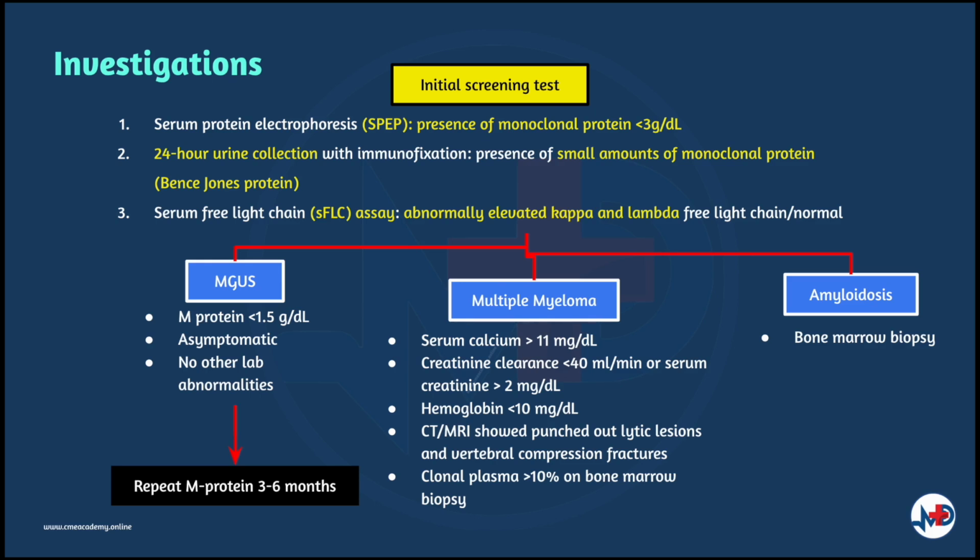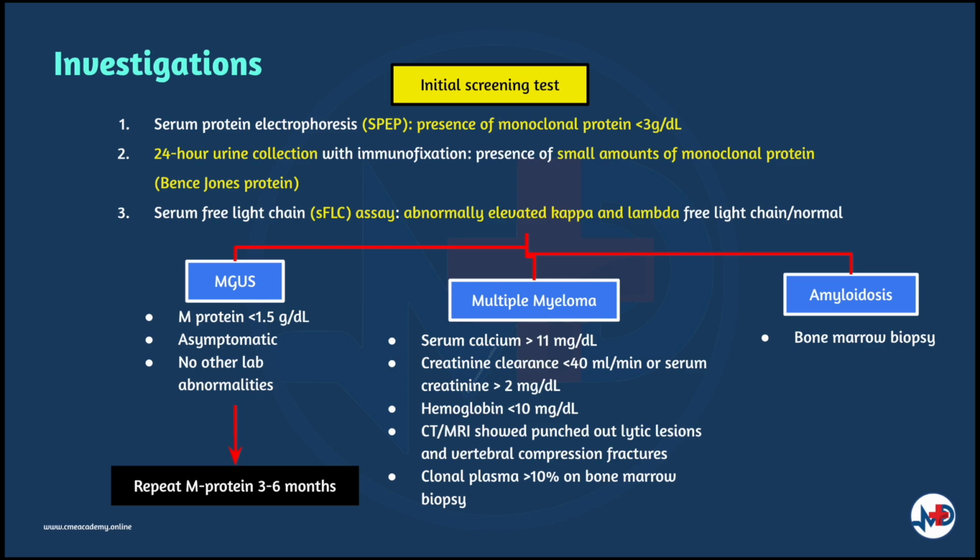M protein levels below 1.5 grams per deciliter in patients who are asymptomatic with no other lab abnormalities are likely to have MGUS. Evaluation of M protein levels should be repeated in 3 to 6 months to reassure. A bone marrow biopsy demonstrating clonal plasma cells exceeding 10% is the main criterion for diagnosing multiple myeloma. At least an additional myeloma-defining event is needed to make the diagnosis.